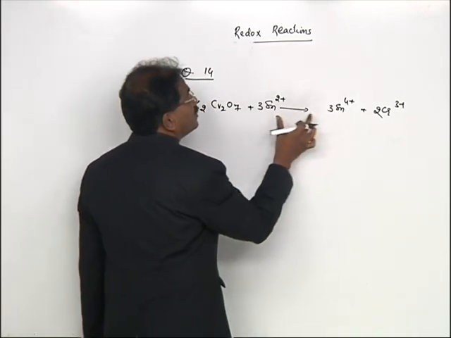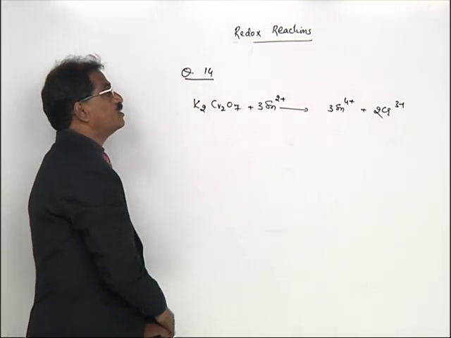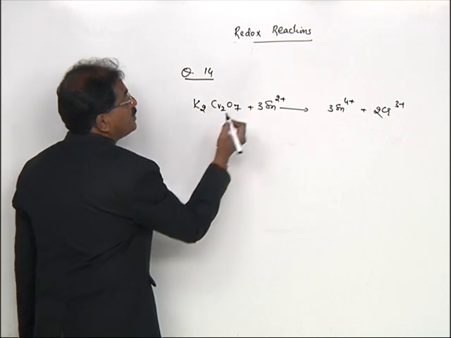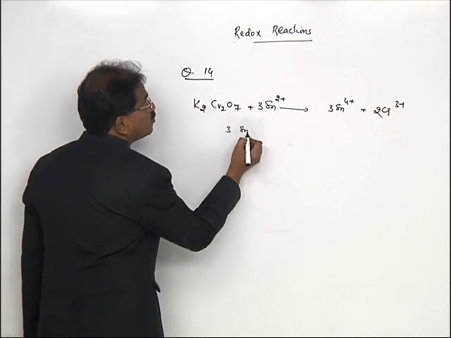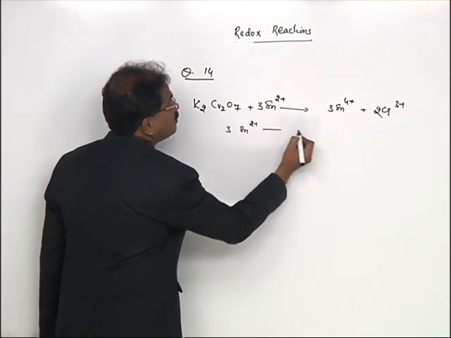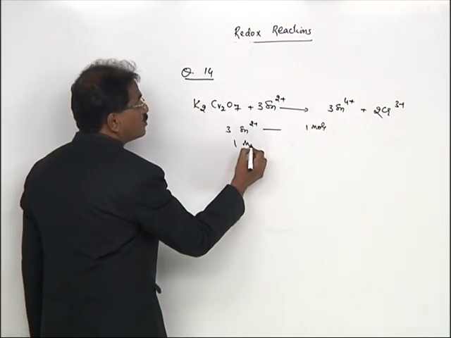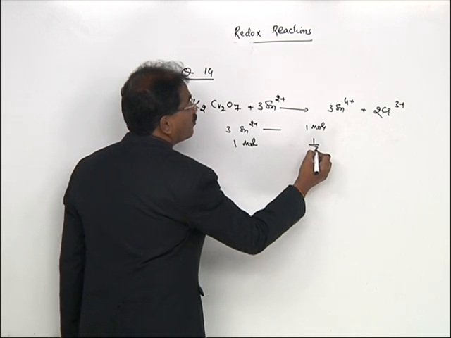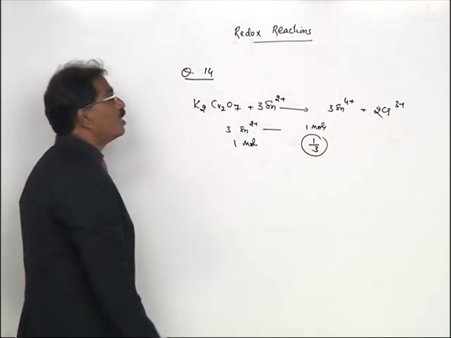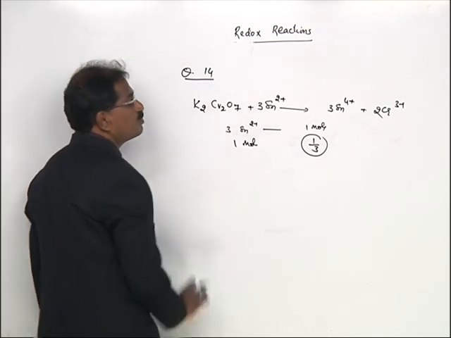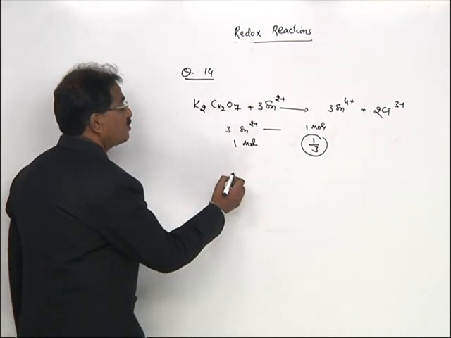Now, this is the balanced equation with respect to the number of electrons exchanged. In this reaction, you see 3 moles of Sn2+ is reducing 1 mole. Next, 1 mole can reduce how many? 1 by 3. Therefore, 1 mole of Sn2+ can reduce 1/3 of a mole of K2Cr2O7. Hence, the answer is 1.